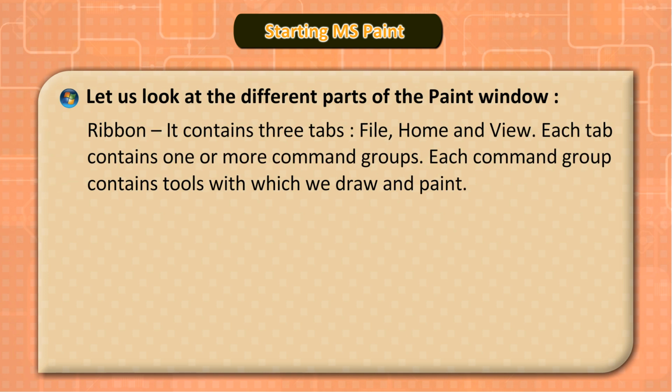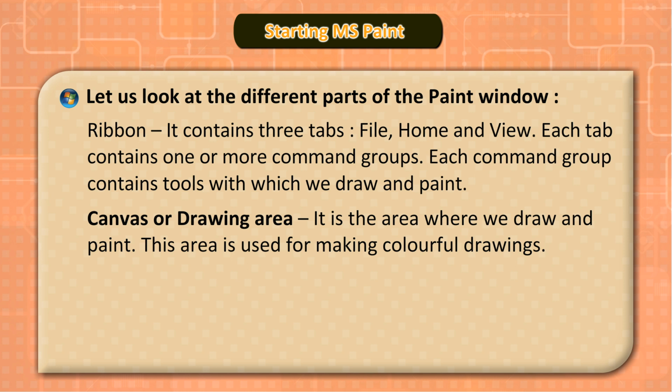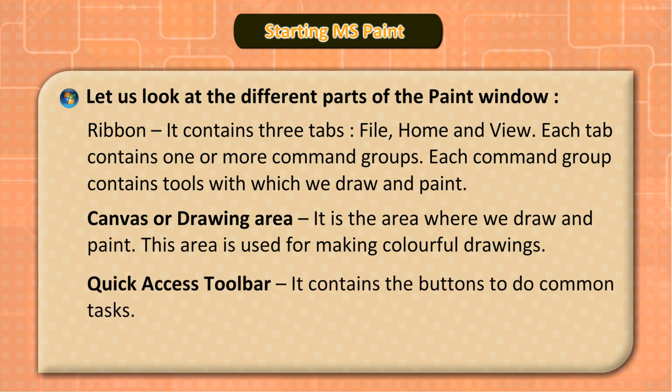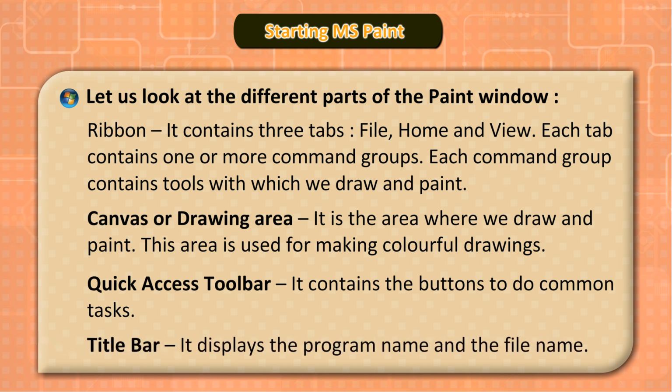Let us look at the different parts of the Paint window. Ribbon. It contains 3 tabs: File, Home and View. Each tab contains one or more command groups. Each command group contains tools with which we draw and paint. Canvas or drawing area. It is the area where we draw and paint. This area is used for making colorful drawings. Quick Access Toolbar. It contains the buttons to do common tasks. Title bar. It displays the program name and the file name.